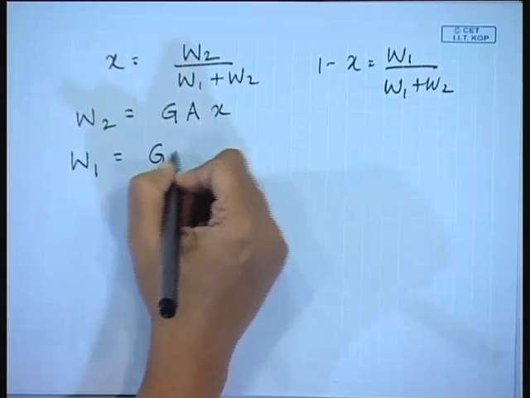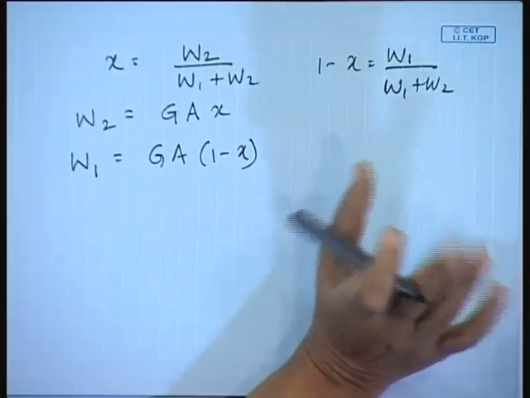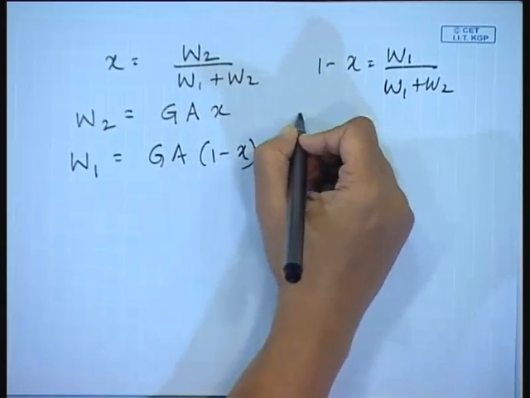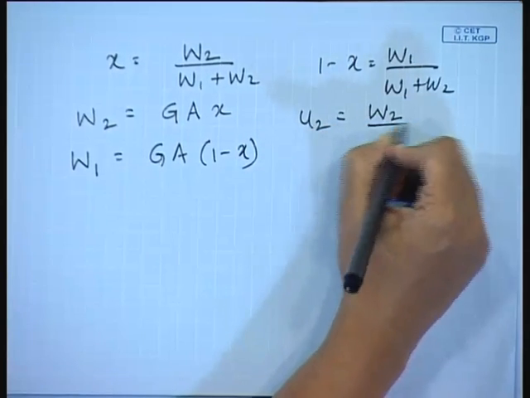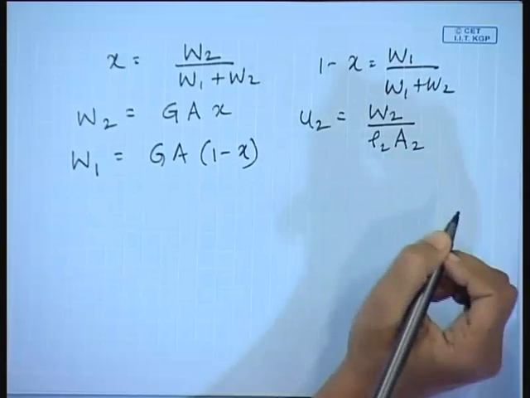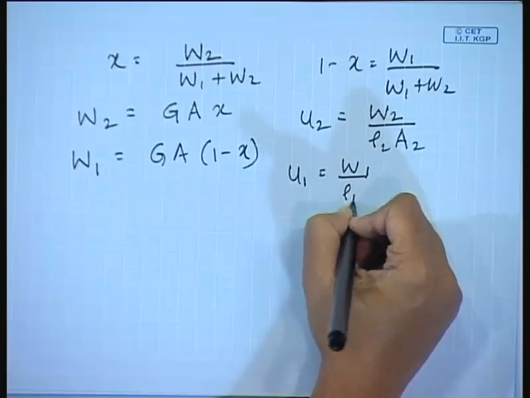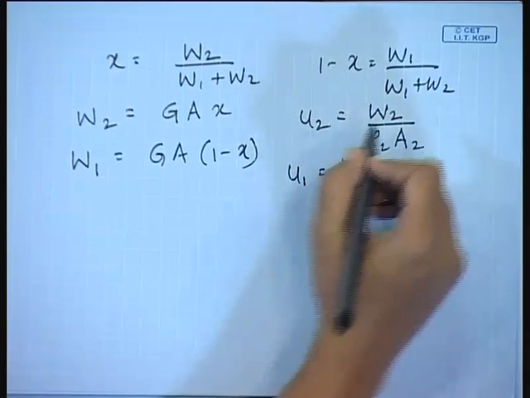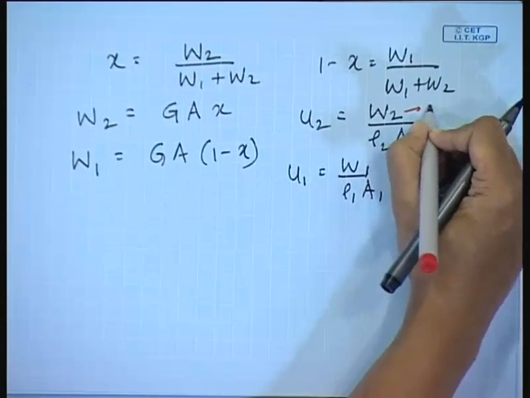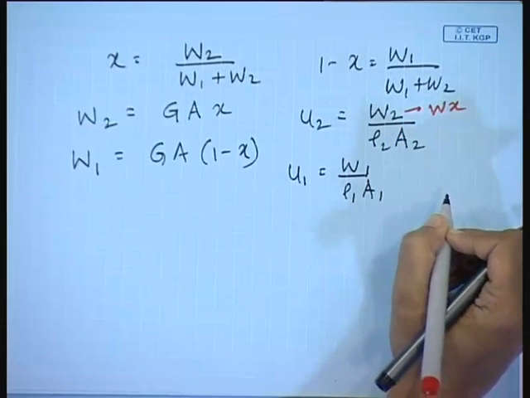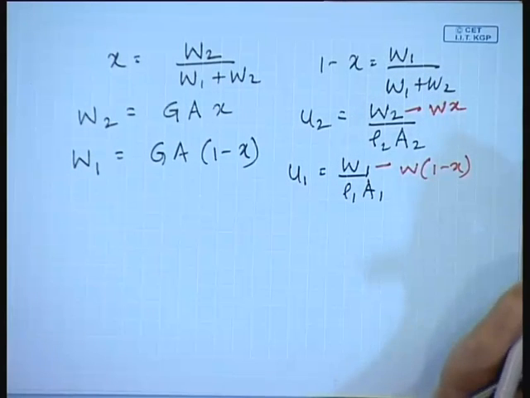W1 is nothing but G A into 1 minus X. Just tell me anywhere if you have any doubts. U2, what is the velocity? This is nothing but equal to W2 by rho 2 A2. U1 is nothing but W1 by rho 1 A1. So, instead of this W2, we can substitute W into X. Yes or no? Same thing here, we can have W into 1 minus X.